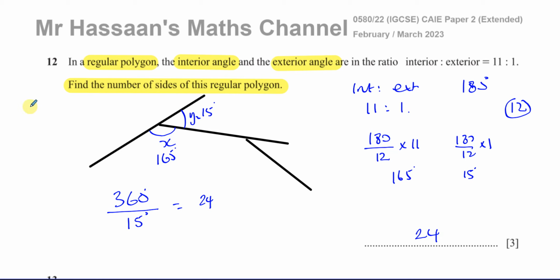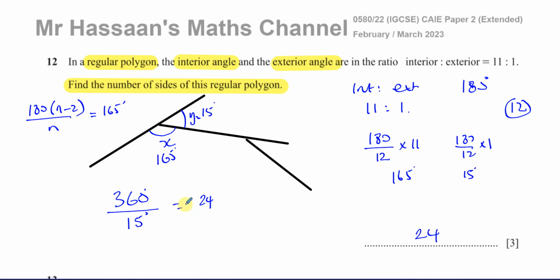We could have used 180 times n minus 2 divided by n. We would do 180 times the number of sides minus 2 over n equals 165. And we could have solved this equation to find what the value of n is. But that's a lot of hassle. It's much easier to do it this way. You have to do 180 times n minus 360 equals 165n. Subtract 165n from both sides and all that. So it's going to be a lot more hassle.